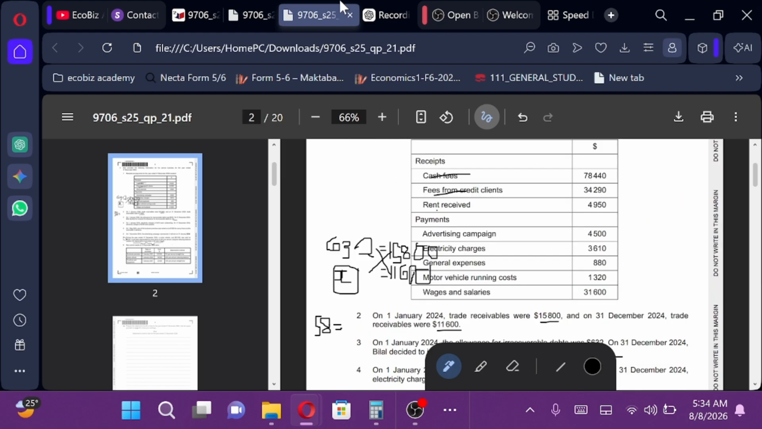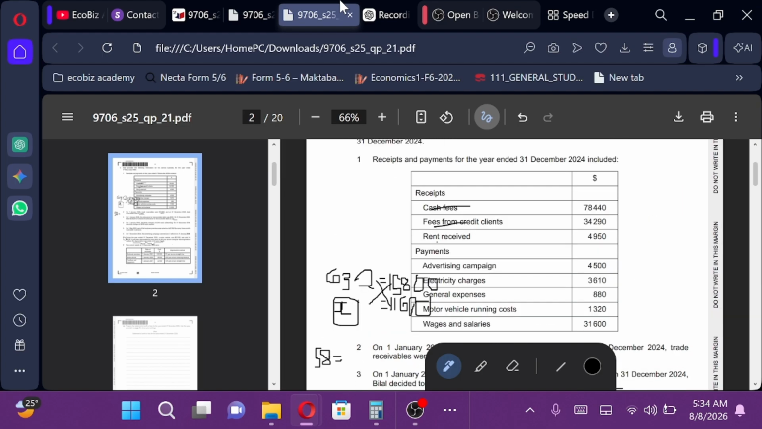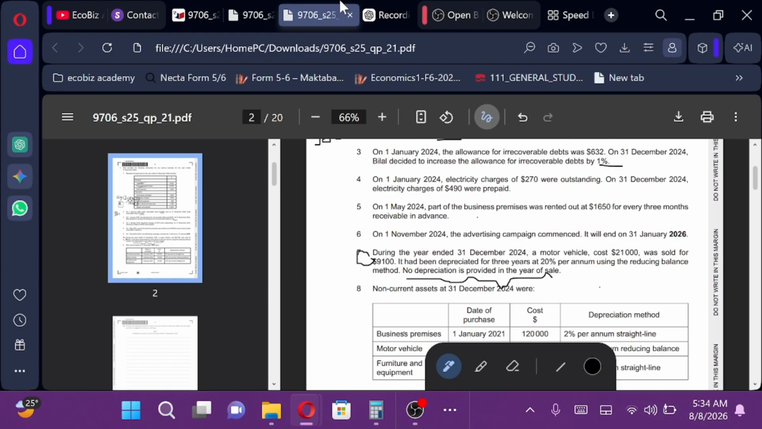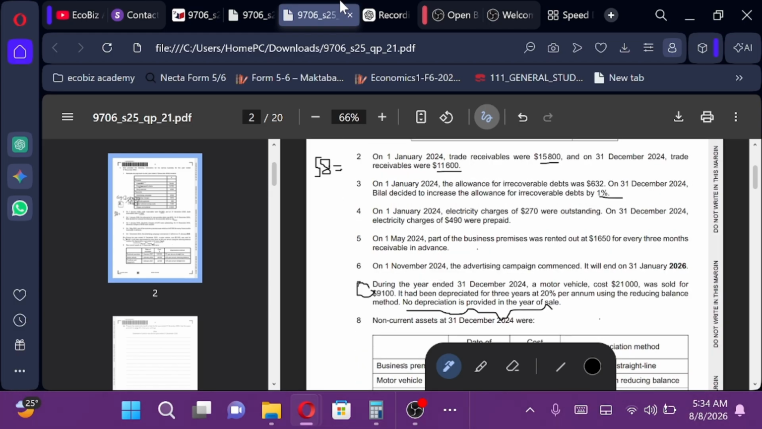Okay. So now let's calculate another payment, which we have advertising campaign. Now here, advertising campaign, the amount is 4,500. So let's go down to the additional information we have here. Number 6. On 1st of November 2024, the advertising campaign commenced, which basically means start. And it will end on 31st of January 2026.